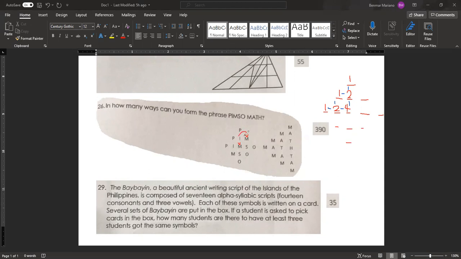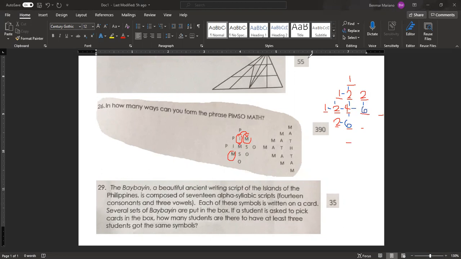Whatever the number for letter I is also the same for the number for letter M. So in that case, this will be 2. Same thing with this letter M, this is also 2. Next, change the color. So 4 plus 2, and that is 6. Same thing here, 4 plus 2, and that is 6.